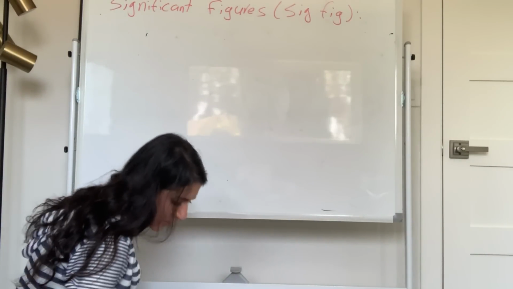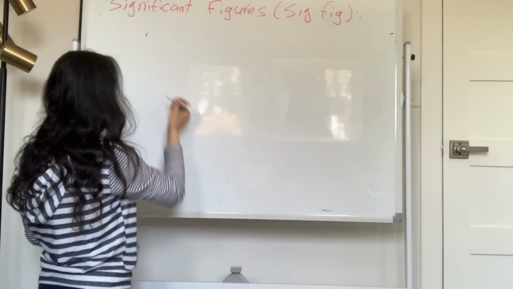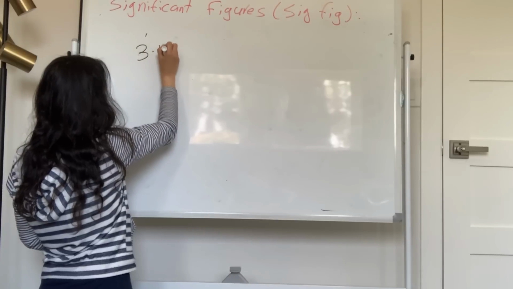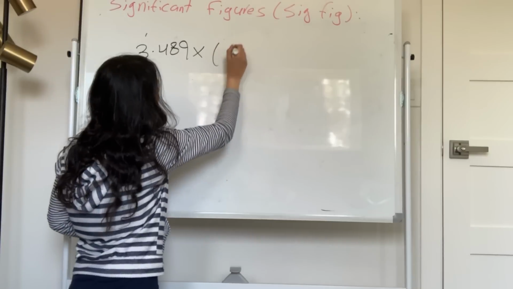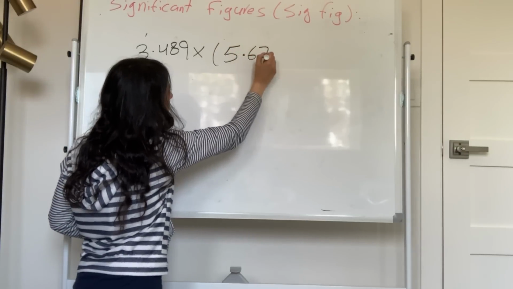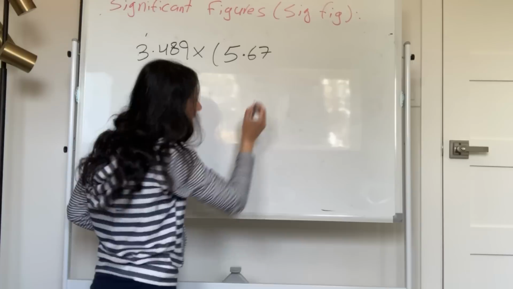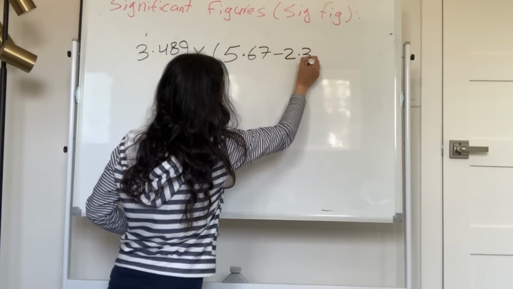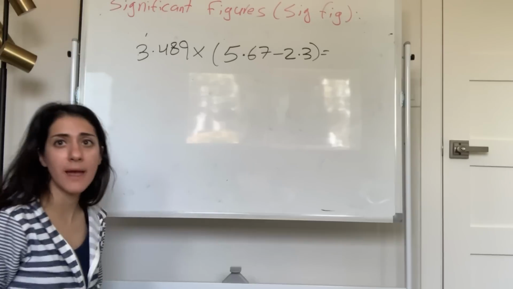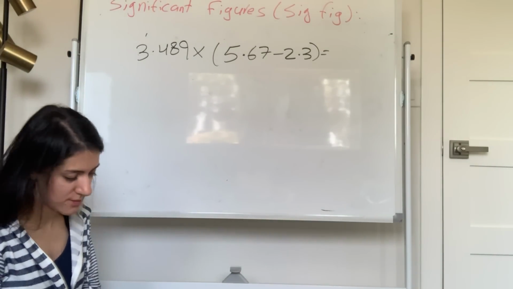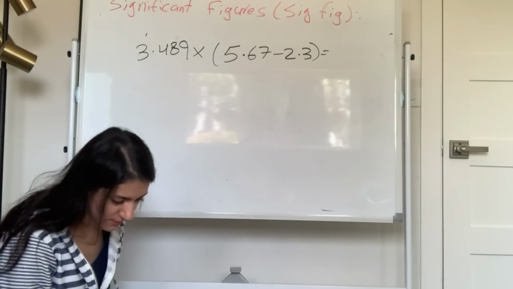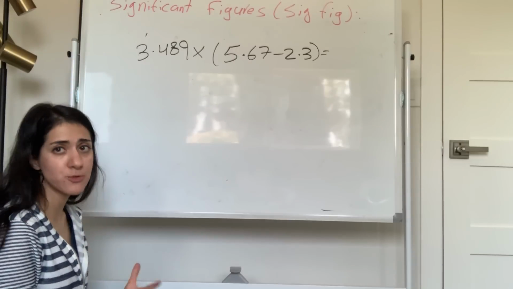Okay, here's what I'm going to do. 3.489 times (5.67 minus 2.3). Okay? Now, in order of operation, which one do I need to do first? I need to do the parentheses first, right? The parentheses, I have subtraction.